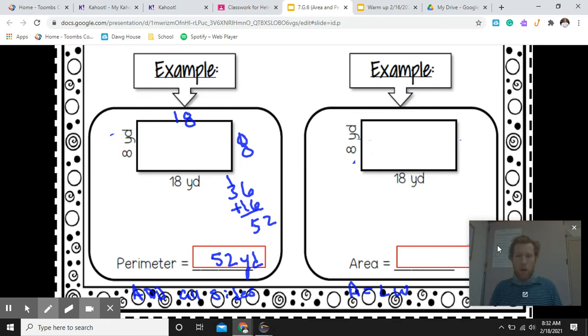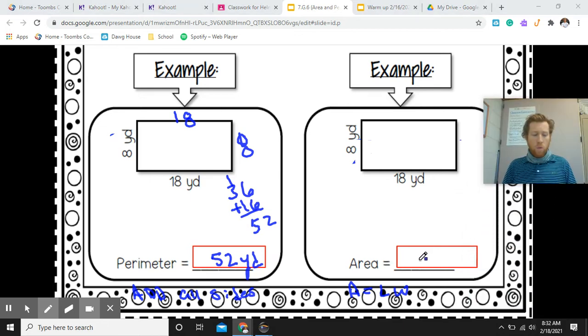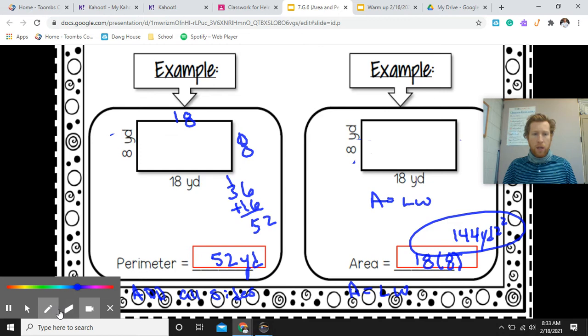So our perimeter is 52 yards. With perimeter, we do not put it in yards squared. We just leave it the way it is. For area, we're going to take our length times our width. Remember, it does not matter what we decide our length is, what we decide our width is. We're basically going to take 18 times 8 to give us a grand total of 144. So our answer is 144 yards squared. Okay. Take a second to pause, get that down as you need, because we are moving on.